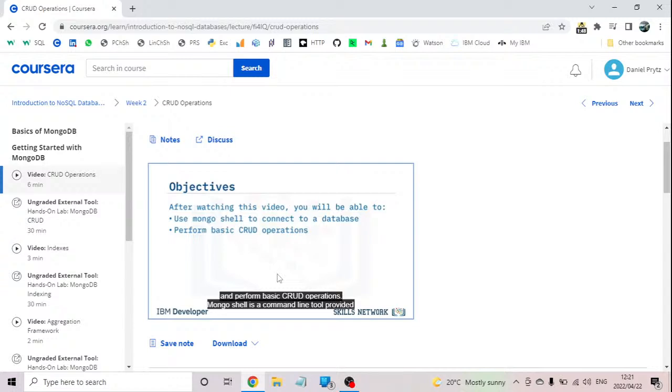Question 2. CRUD operations. Alright, here we go. Here are the questions. Let's get started. Week 2 has its thing, right? It's questions, right? Getting started with MongoDB.